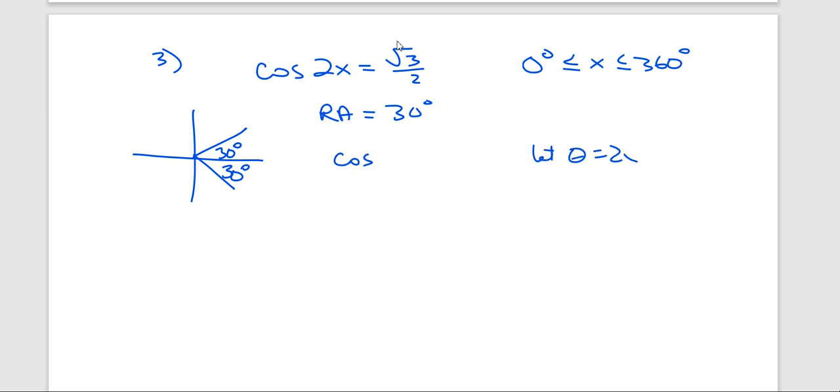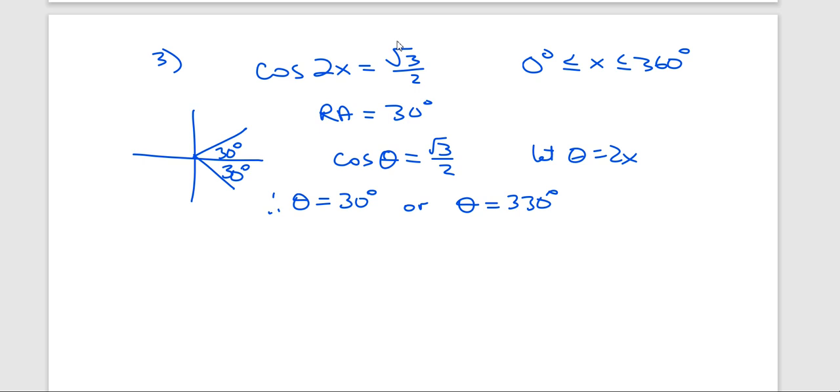Let theta equal 2x. This part's kind of optional, but it might help you to think of it. It's the same as solving this equation. I'm trying to find an angle that has a cosine of root 3 over 2. So I have a quadrant 1 angle, so theta is equal to 30 degrees, or theta is equal to the quadrant 4 angle, which is 330 degrees.